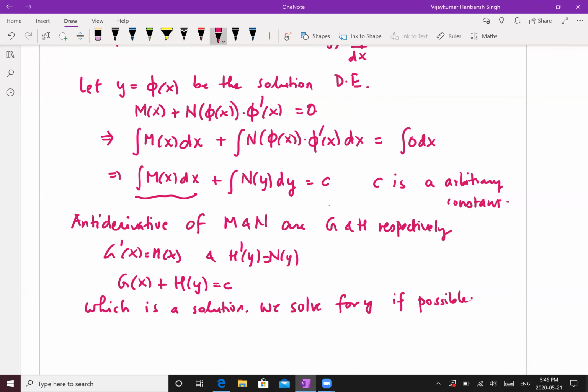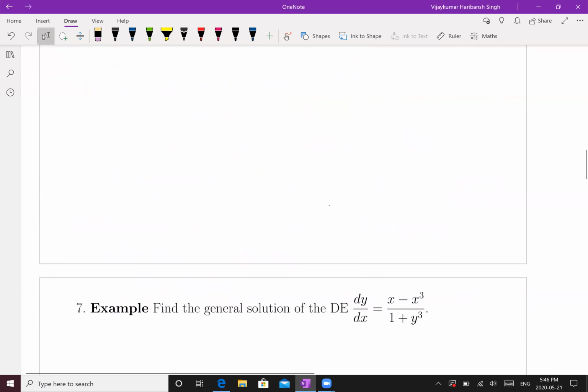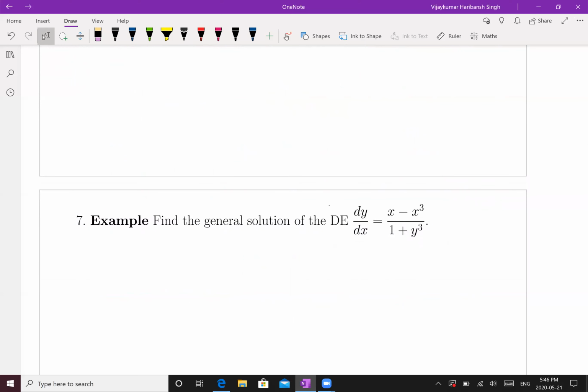Let's look at an example. Okay, so let's look at the following example. dy/dx is (x - x^3)/(y + 3). So it is separable, right? This is separable because we can write it as (x - x^3) - (1 + y^3) dy/dx = 0, right?